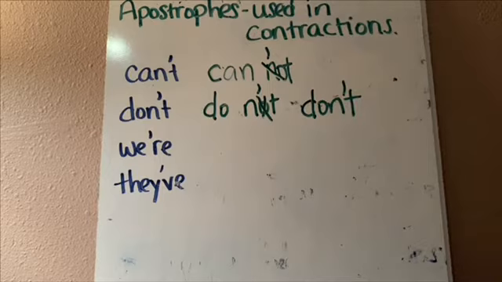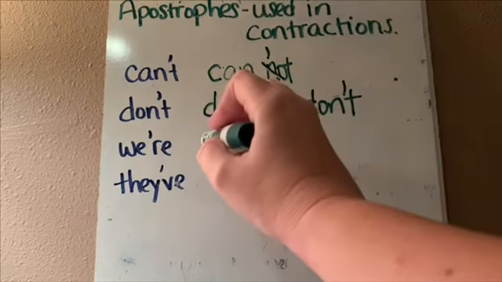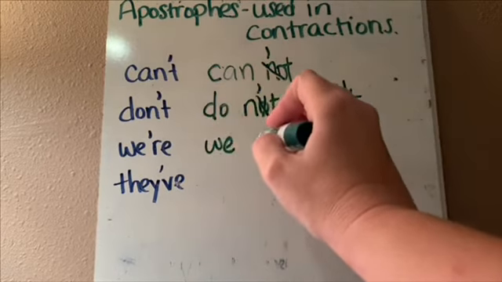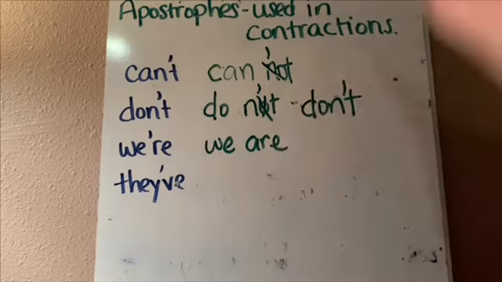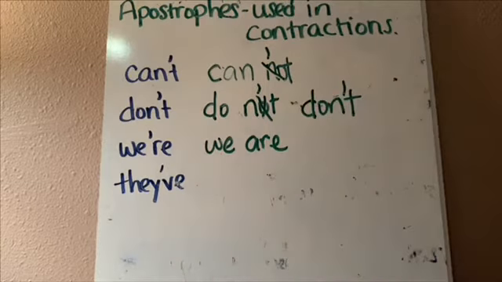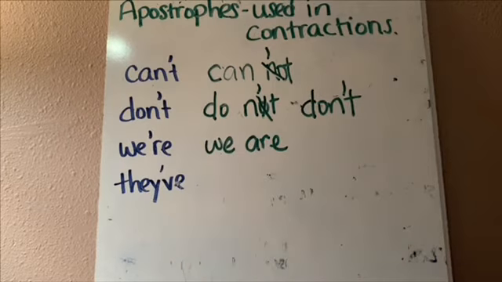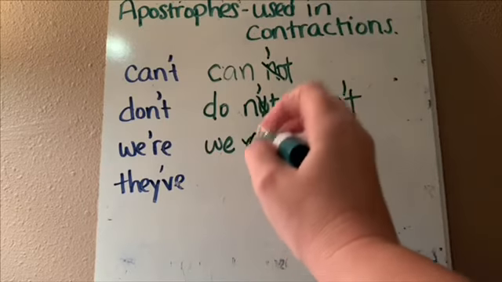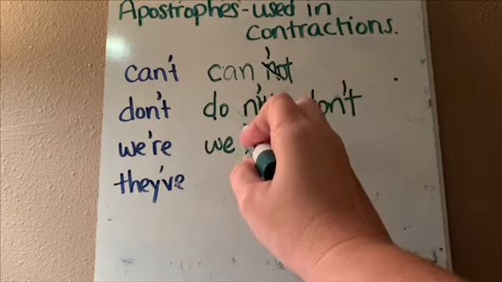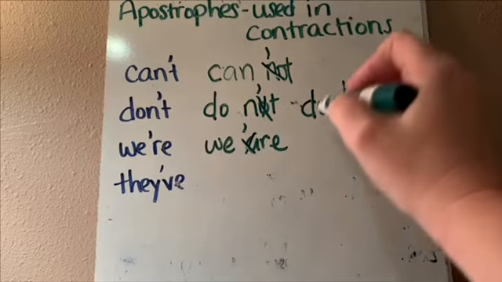Okay, the next one we have is we're, like we're going to the store. What two words make up we're? We are, right? What letter did I leave out? The A. So my apostrophe goes in the place of the A.